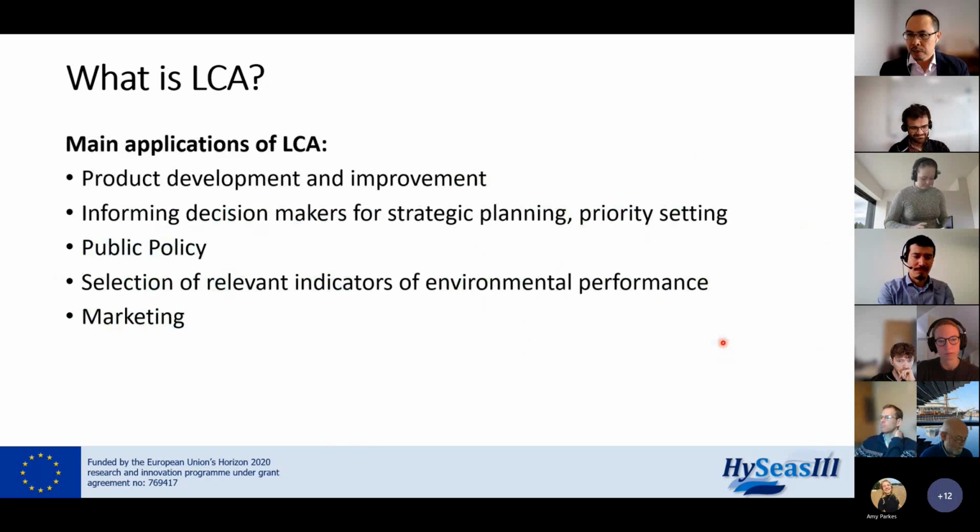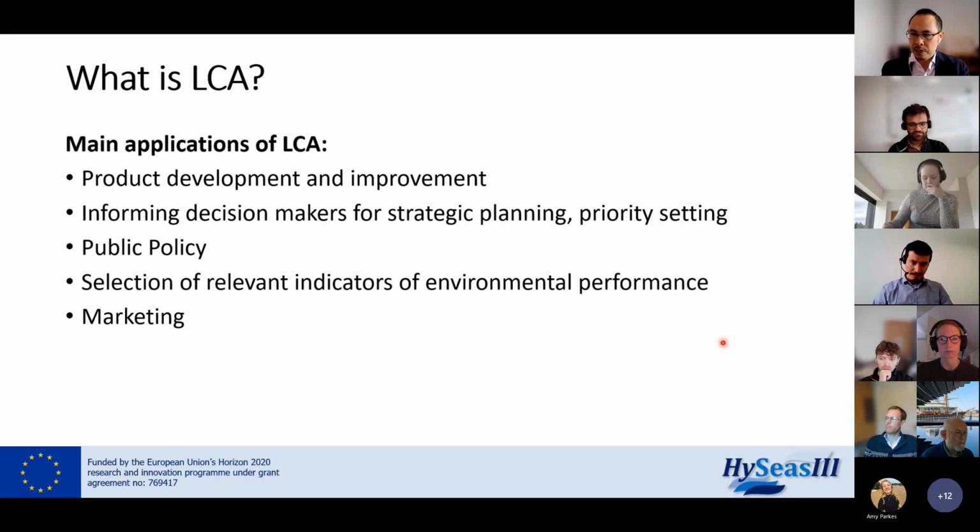And the main applications of LCA are in product development and improvement. So you do LCA for a product and you say, okay, it looks like this. Can we make it better? If we change certain inputs and certain processes, can we reduce the environmental impact in certain areas? It's also used for informing decision makers for strategic planning, priority setting, and actually public policy, which is probably a lot of where your curiosity comes from today.